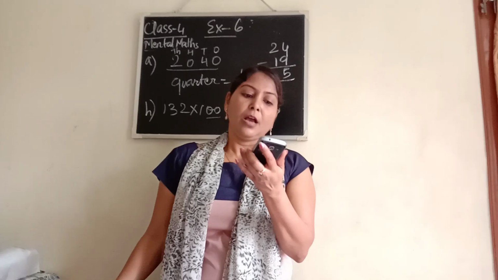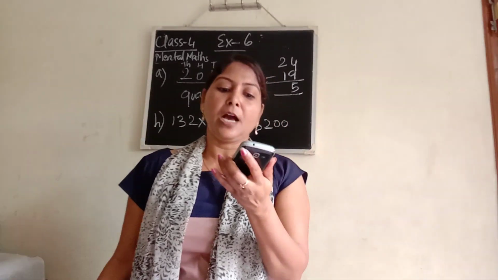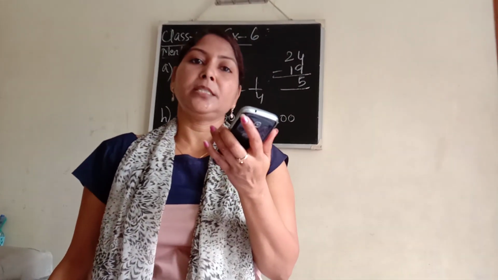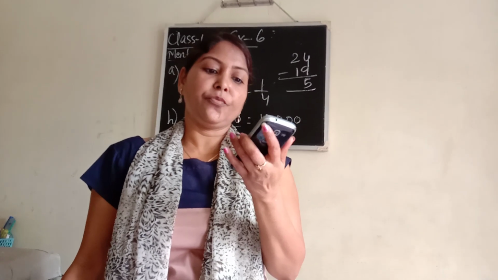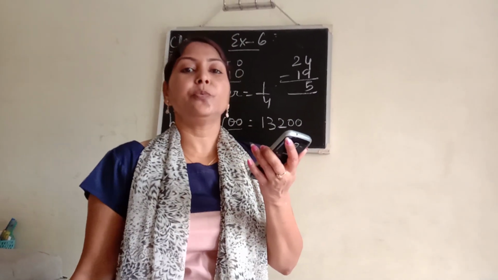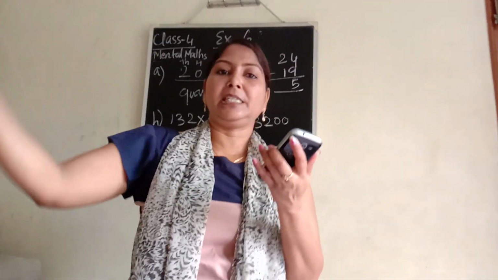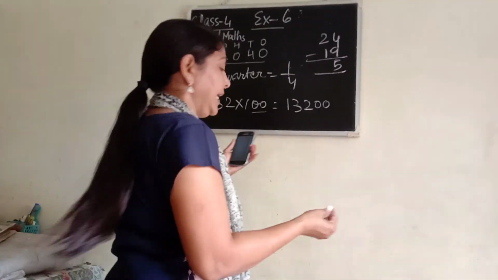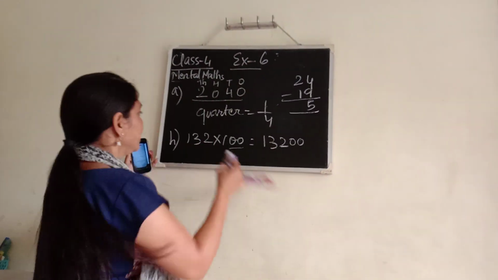The next one. How many paise are there in rupees 11.05? Okay. So what you will do? You will just remove the decimal. The point you will remove, like the point is in this way.